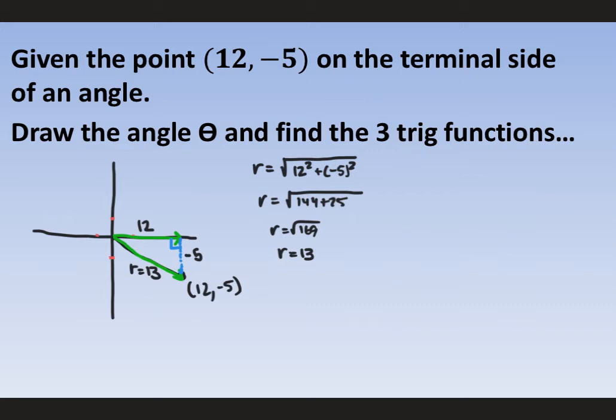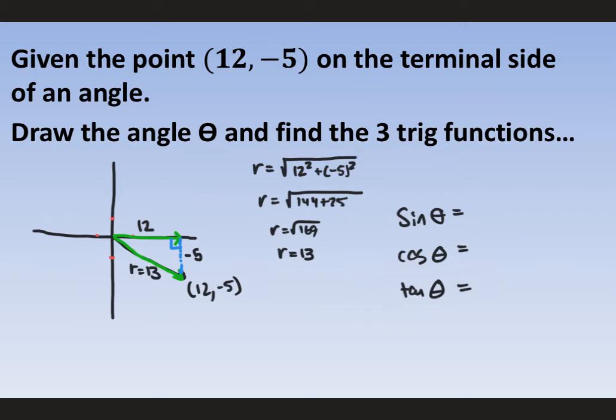The last piece here was we had to find the three trig functions. So we need to find the sine of our angle, we'll call it theta, the cosine of our angle theta, and the tangent of our angle theta. Well, we've said that the sine, cosine, and tangent are just opposite over hypotenuse, adjacent over hypotenuse, or opposite over adjacent. We've also changed those now to be in terms of these new values.